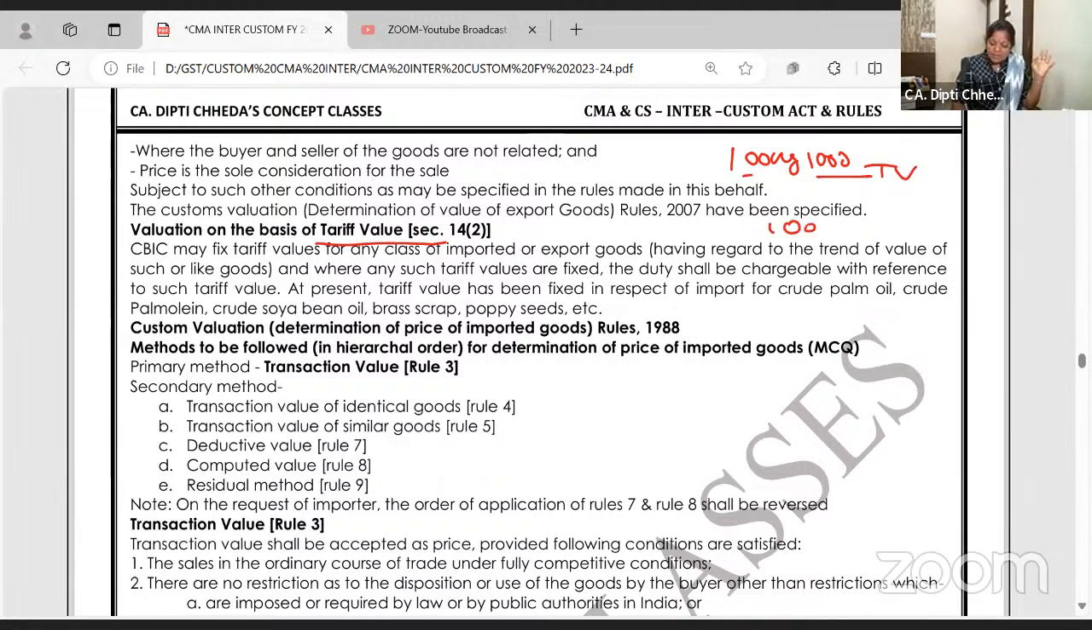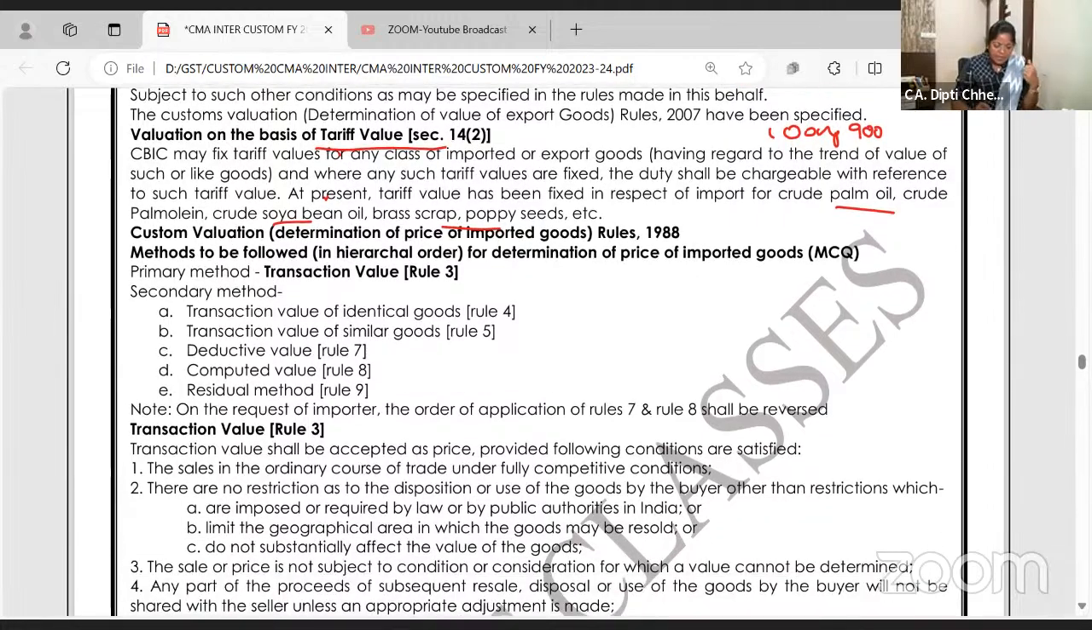The department may say no, these 100 kgs of soybean will be valued at 900 per kg. If they give a tariff value specifically for palm oil, soybean oil, in some cases we will take it. The value of import is fixed by CBIC. Transaction value is the arm's length price where buyer and seller are unrelated.